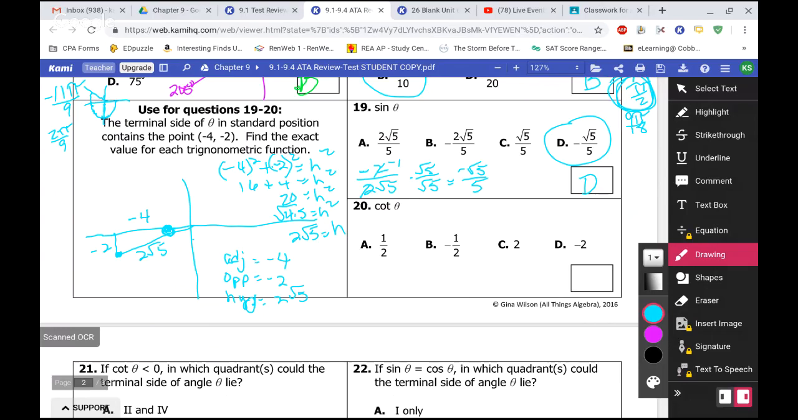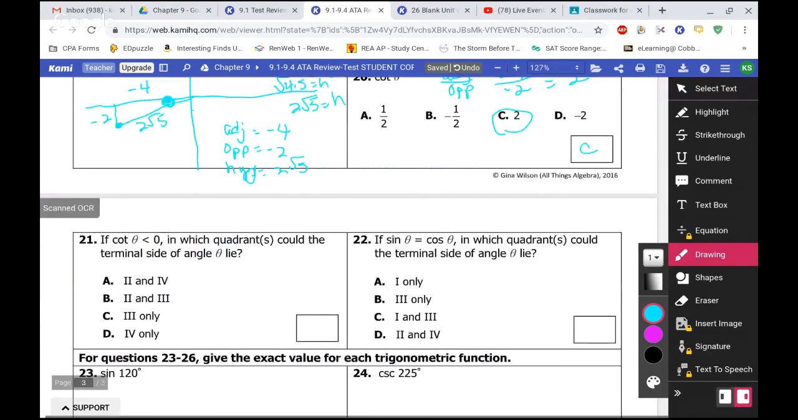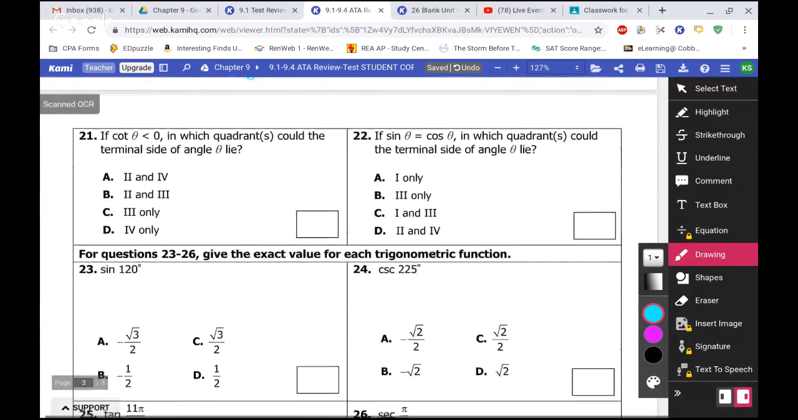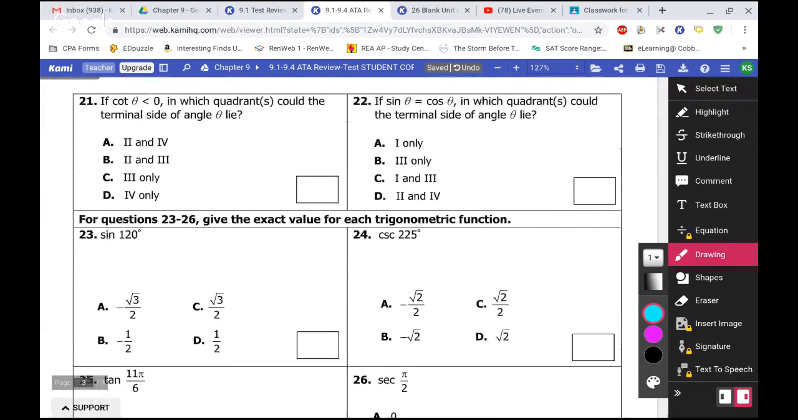All right, cotangent. Sorry. Cotangent is the opposite of tangent. Tangent is opposite over adjacent, so this is going to be adjacent over opposite. So adjacent is -4, and opposite is -2. That reduces to 2. Oh, that one was beautiful. Wasn't that beautiful? I could do it myself without you doing that. Yay! Learn something. Y'all are geniuses. Everybody's been helping me today.